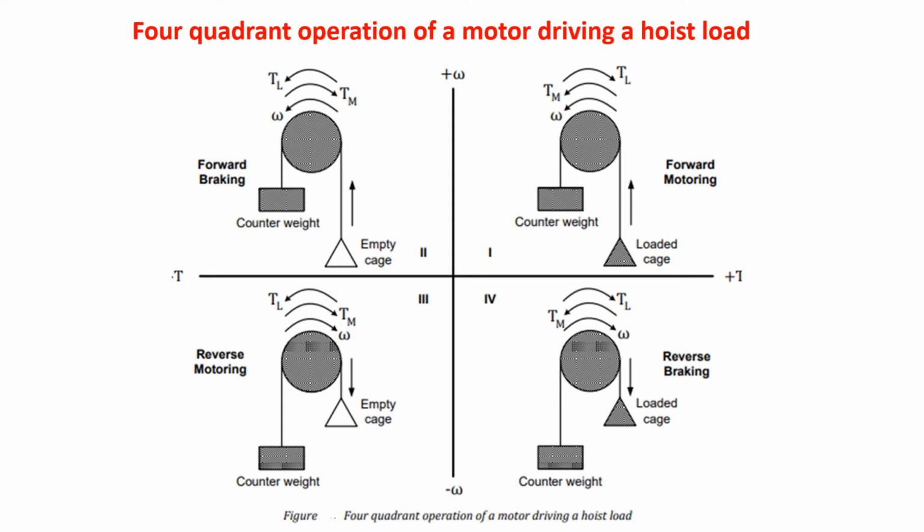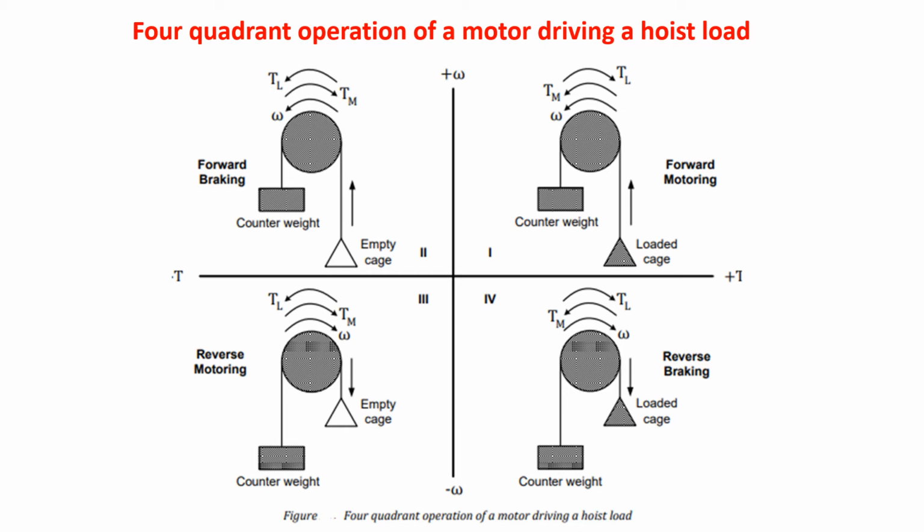With one example, we can explain the 4-quadrant operation of a motor driving a hoist load. You have to see the direction of motor, load torque, and the direction of speed, which will be mentioned by arrows in each quadrant. Okay, what is a hoist?